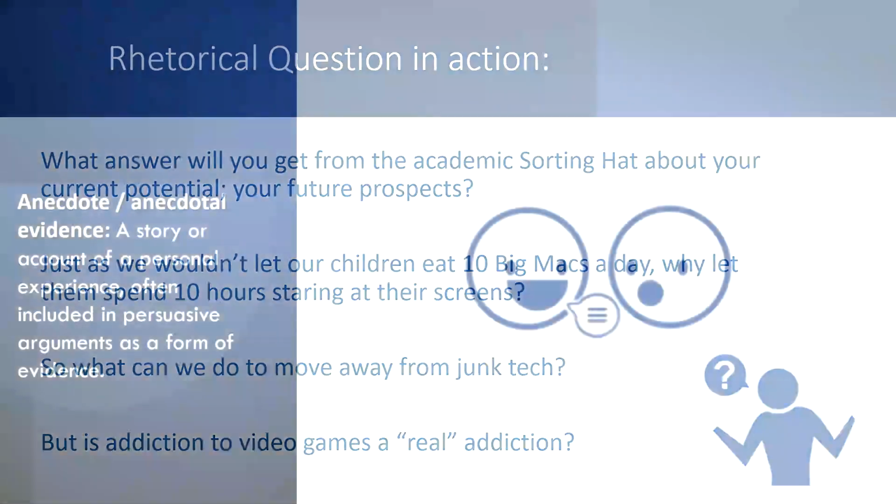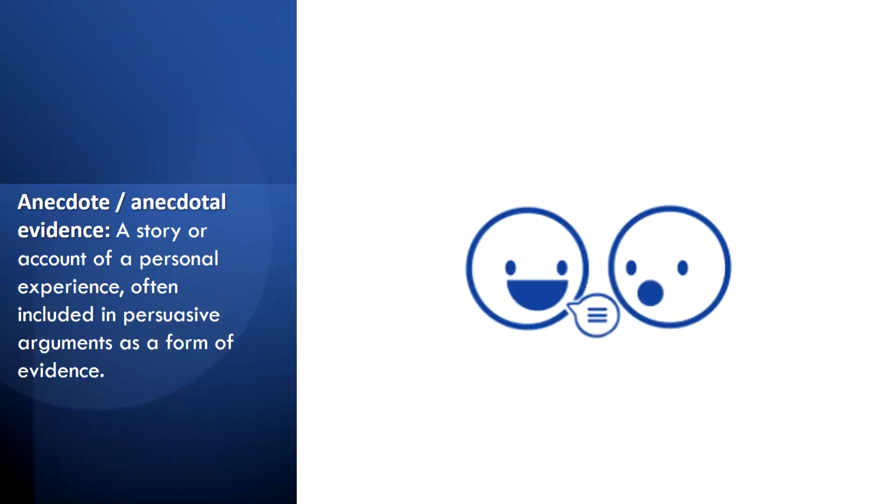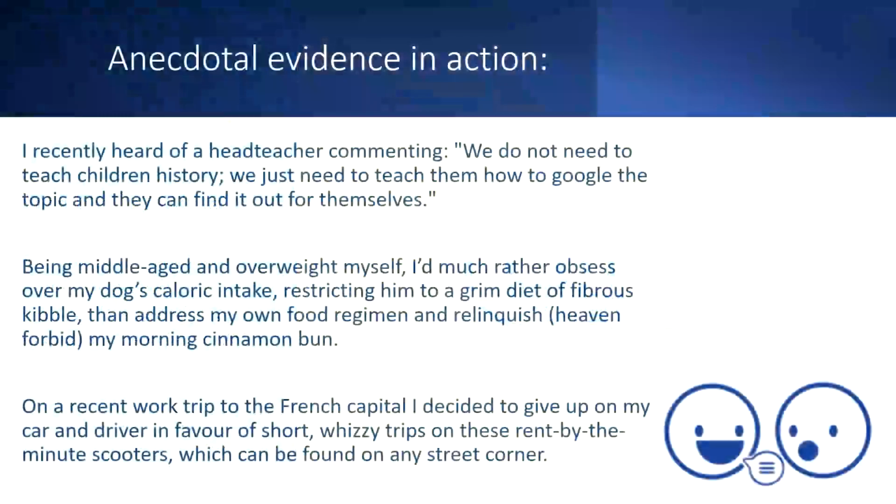Now, anecdotes work really well when you're creating a relationship with your reader. An anecdote or anecdotal evidence is where you include usually a very short story, an account of a personal experience, and they're often used as evidence that supports a sort of real life example of whatever the issue is that's being discussed. So if we look at how these could work in action, we've got this first one here from an article. "I recently heard of a head teacher commenting, 'We do not need to teach children history, we just need to teach them how to Google the topic and they can find it out for themselves.'"